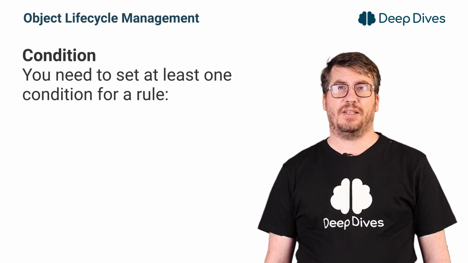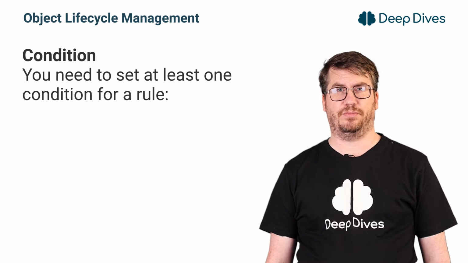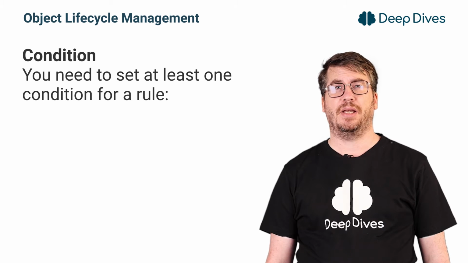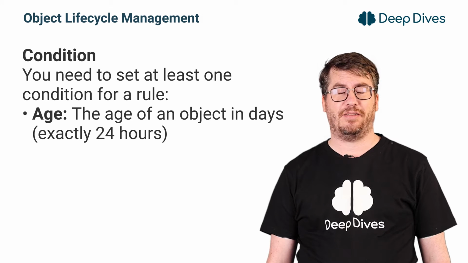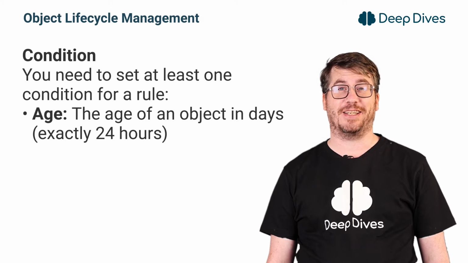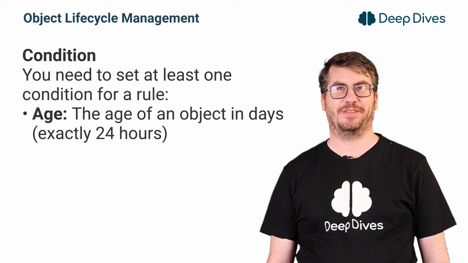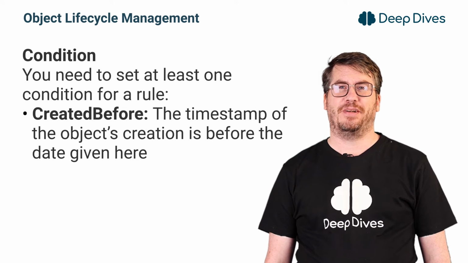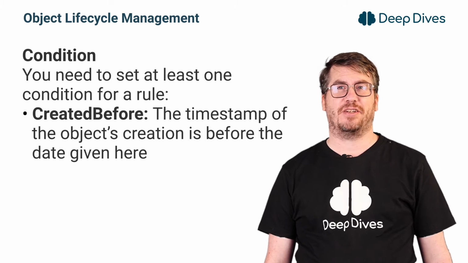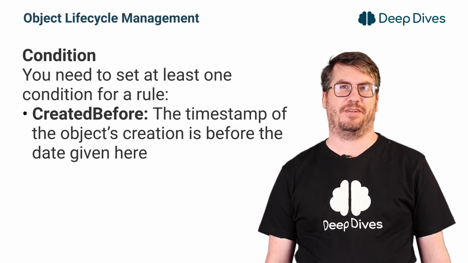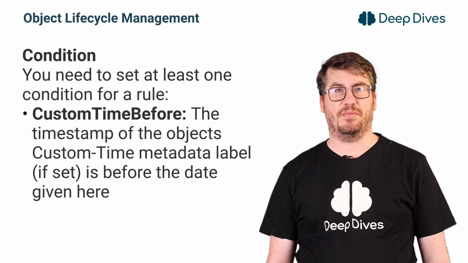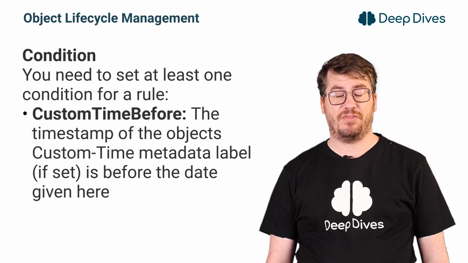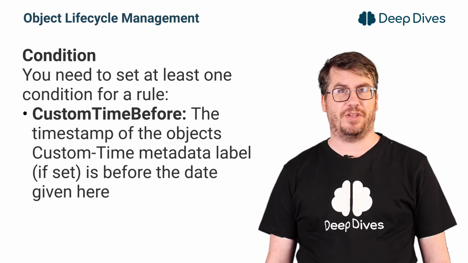You need to set at least one condition for a rule. It can be one of the following. Age, the age of an object in days, and here, as well as in any other rules, a day is exactly 24 hours. Created before, the timestamp of the object's creation is before the date given here. Custom time before, here the timestamp of the object's custom time metadata label, if it is set, is before the date given here.